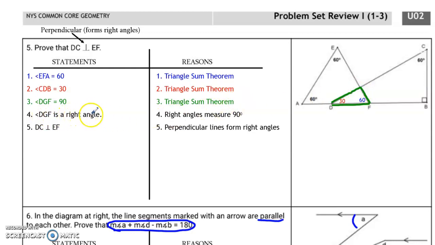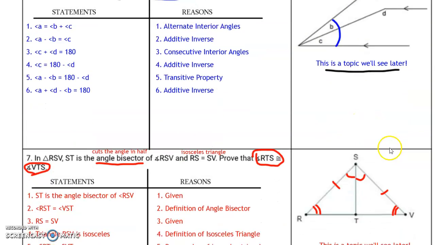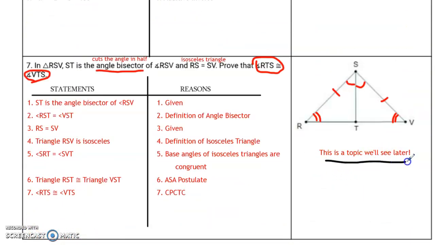Now I know that DGF is a right angle because all right angles are 90 degrees, and DC is perpendicular to EF because perpendicular lines form right angles. These next 2 proofs are examples of proofs that we will see later, so you don't need to know these yet, but you'll see them later.